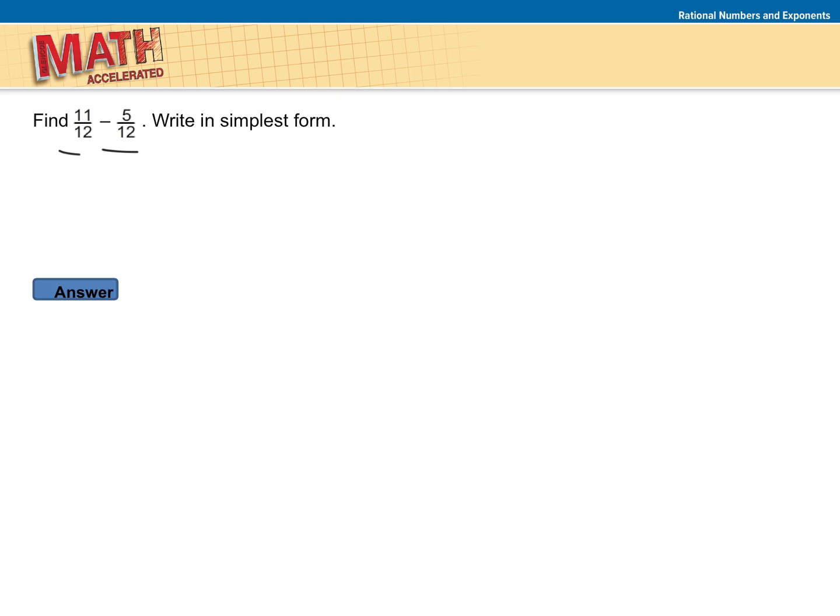What's the denominator going to be? It's going to be 12. So our denominator stays the same. And then what's 11 minus 5? 6. Can I leave it like this? No. What do I divide by here? 6. How many times is 6 going into 6? 1. How many times is 6 going into 12? 2. Now is it reduced? Yes.